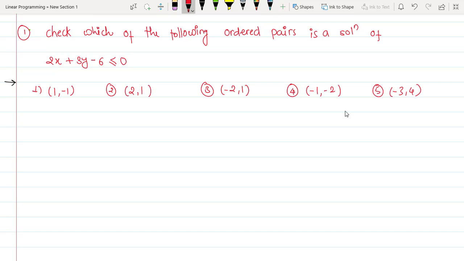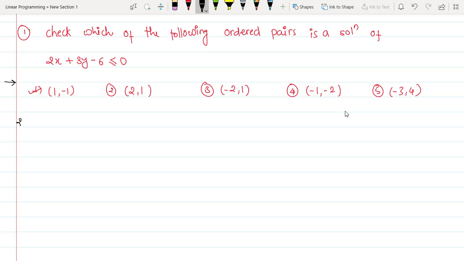So definitely we have 2 ways to solve this. One is the graphical method and another is our traditional method. Let's take the values of x and y and substitute in this equation and check whether the given condition is getting satisfied or not. So let's solve it. First one is 1 comma minus 1. Let's take the value 2x plus 3y minus 6 and check whether the given condition is satisfied for 1, minus 1 or not.